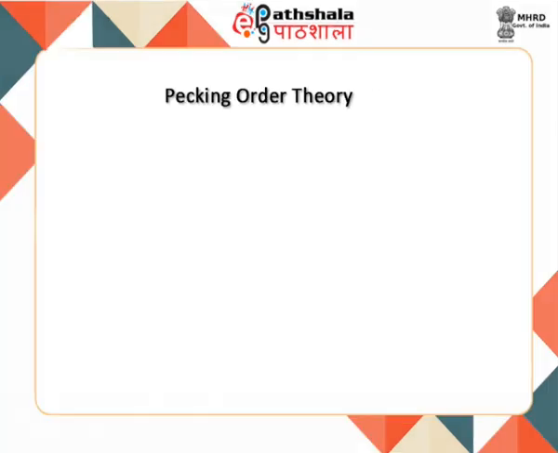Agency costs of debt include the recognition of the possibility of wealth expropriation by shareholders. Agency costs of equity include the incentive that the management has to expand the firm beyond the point at which shareholders' wealth is maximized. We shall now discuss the pecking order theory.